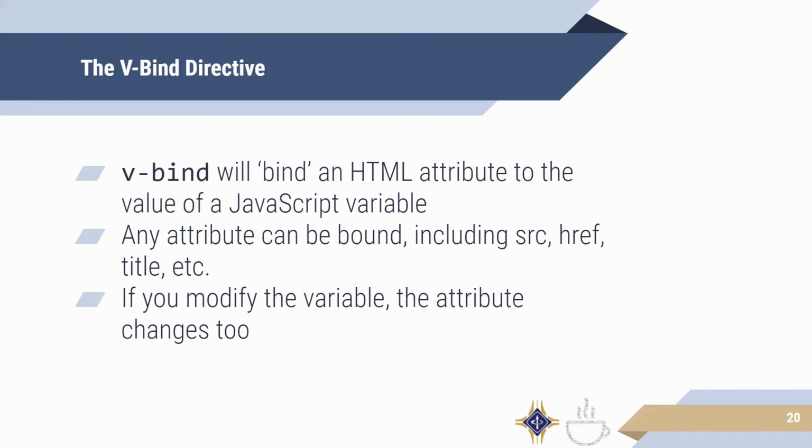So first up is v-bind. v-bind will, as the name might suggest, bind an HTML attribute to the value of a JavaScript variable. Any HTML attribute can be bound, including the source for an image, hrefs for links, titles for images, heights and widths. Basically, if it's a property or attribute you can use in HTML, you can bind it with v-bind. Therefore, if you modify the variable, the attribute will also change. It's a pretty cool part of it as well.